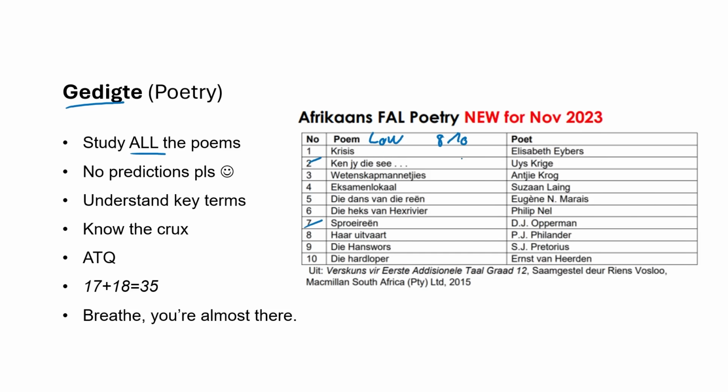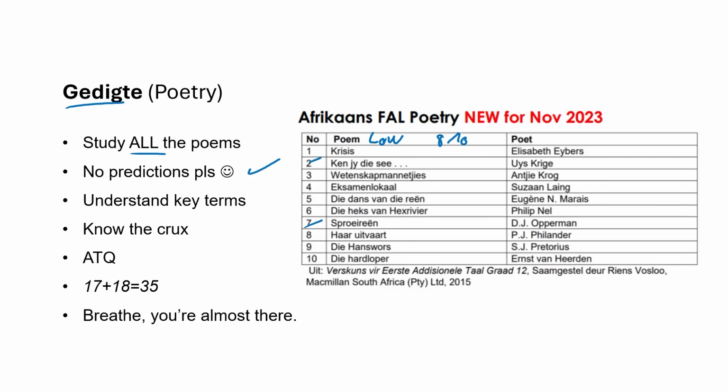So, I would study the other 8 in a lot of depth. Crisis, wetenskapmannetjies, examen lokaal, and so on. Study the other 8 in depth because it's unpredictable. So please, no predictions. I don't want to see anyone on the group saying, oh, my teacher gave me a tip. It's ax van ax revier. Maybe your teacher is right, but what if your teacher is wrong?